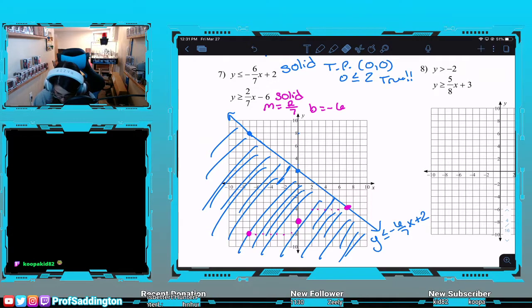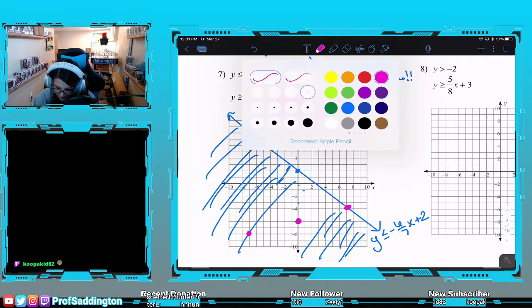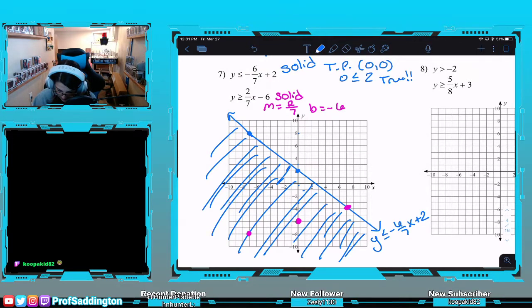See if I can erase those little dots. Yeah, I can erase most of them. I'll just redraw those lines. There we go. And then it's solid again, so we're going to extend that. Oops, wasn't exactly perfect. There we go. Yeah, a little sketchy at the end there. What are you going to do? No straight edge. So y is greater than or equal to 2/7 x minus 6.